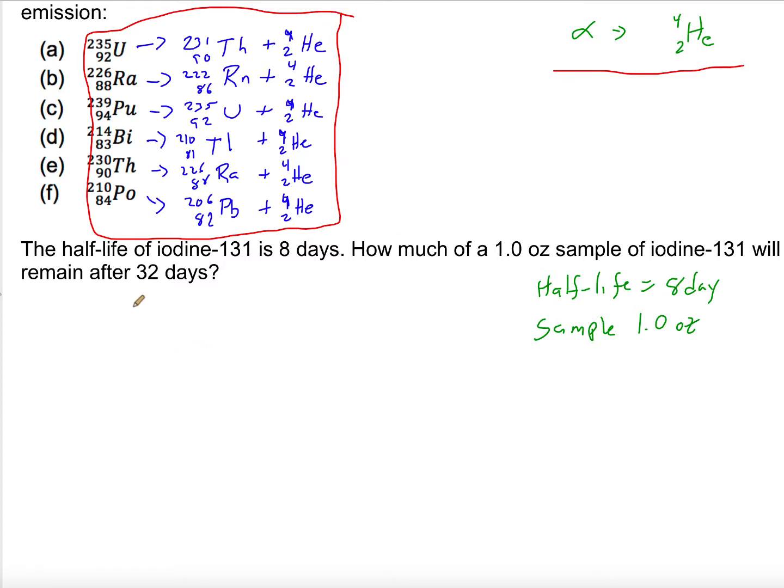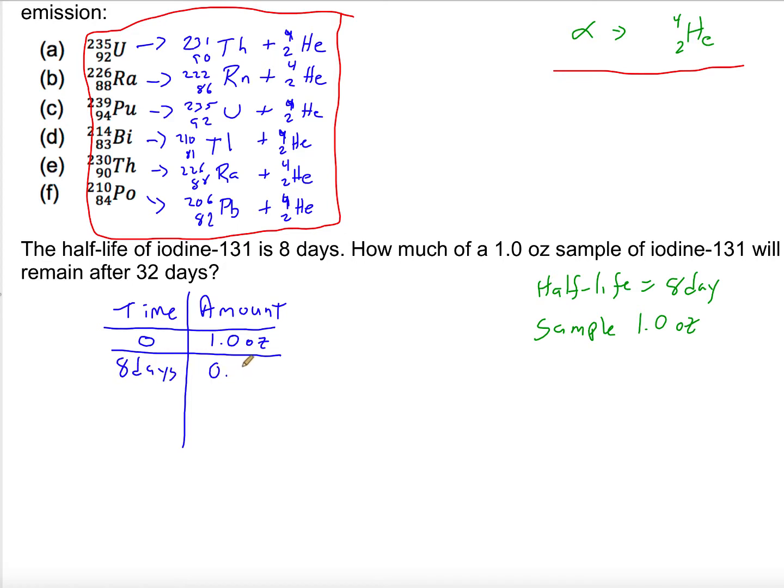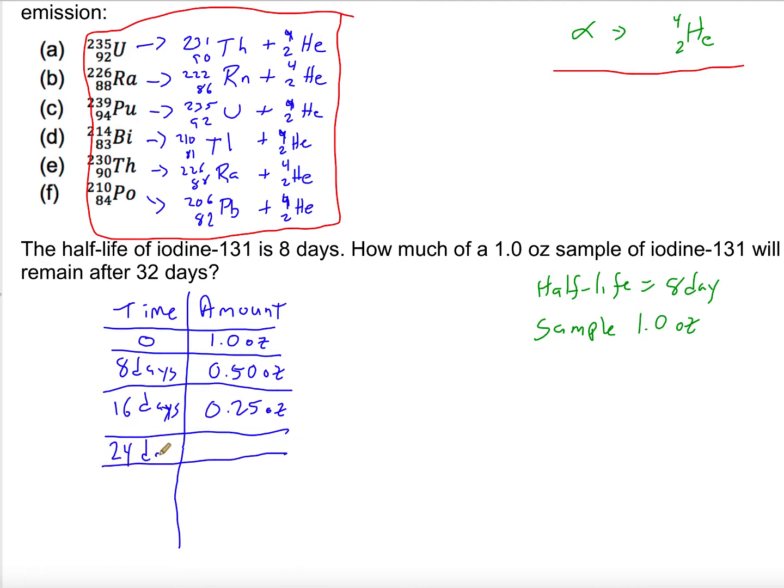So if we make ourselves a table here with time and the amount, when we start, that's time 0, and we have 1.0 ounce. After 1 half-life would be 8 days, and we would cut that in half. That would be 0.50 ounces. Another half-life would be 16 days, and that would cut this down to 0.25 ounces. We still have to keep going. Another half-life would be 24 days, which would cut down to 0.13 ounce.